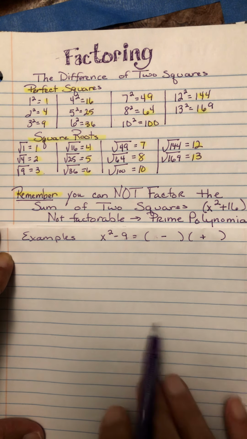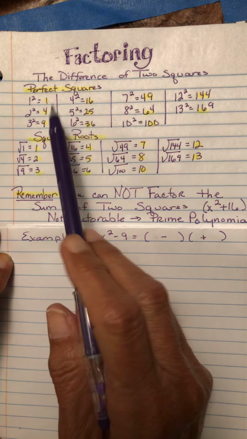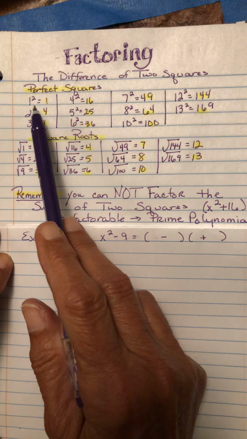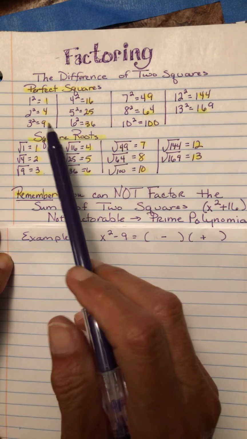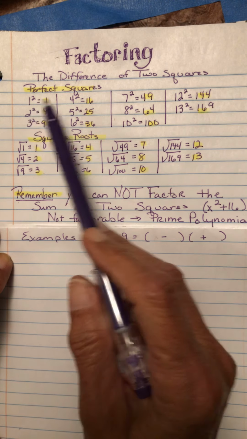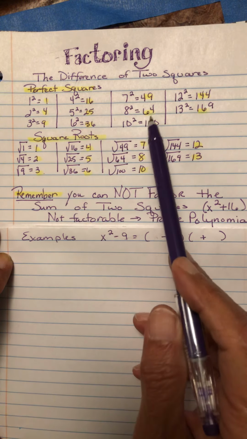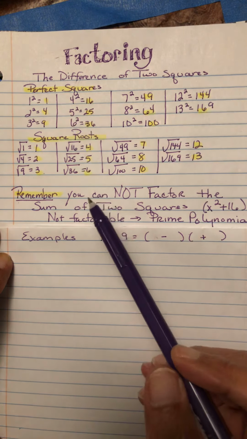All right, folks, we're going to be factoring the difference between two squares in this lesson. So what's a perfect square? Well, a perfect square is formed by squaring a whole number, or integer actually. So here are some examples. The numbers in yellow are called perfect squares.